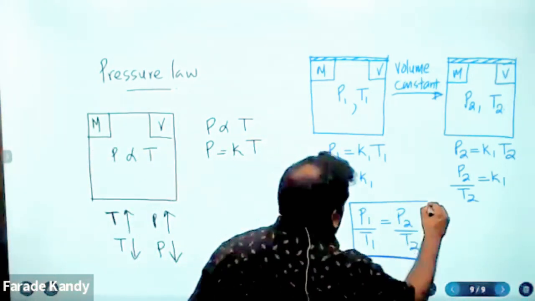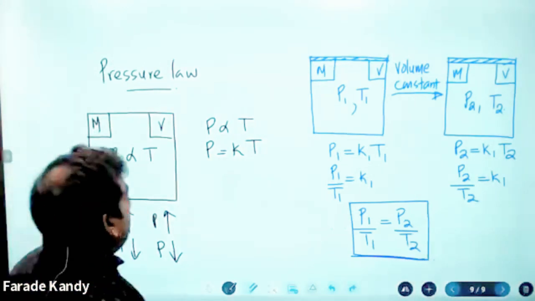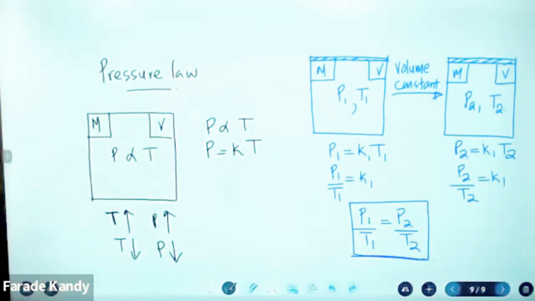So earlier V1 over T1 equals V2 over T2. Here P1 over T1 equals P2 over T2. Okay, no? Pressure law: for a fixed mass of gas at constant volume, pressure is directly proportional to the absolute temperature.